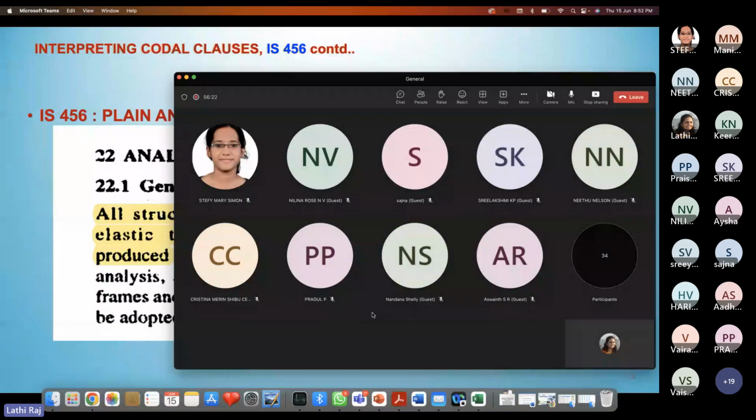Nandana, is she there? Yes, ma'am. What analysis do you do to find out the maximum bending moment diagram? Elastic analysis. Excellent. You do the elastic analysis, right? So that is what the code says. Do the elastic analysis.